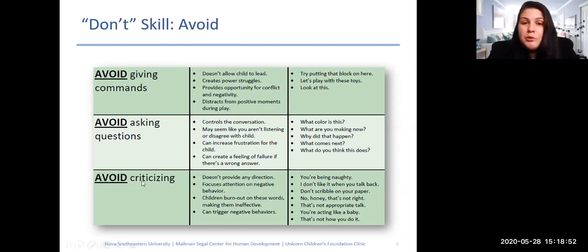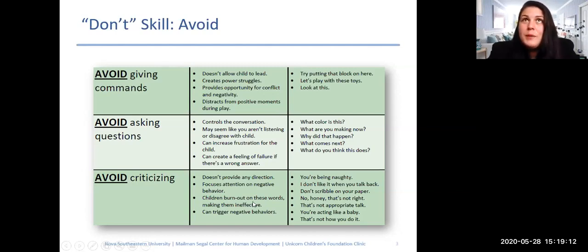So when we're criticizing, it really doesn't provide any direction to the child. We're not really letting them know what we want them to do. We're kind of just highlighting what they're doing wrong. And that's the opposite of what the PCIT PRIDE skills are. It focuses attention on that negative behavior, right? Children burn out on these words, so it makes them ineffective.